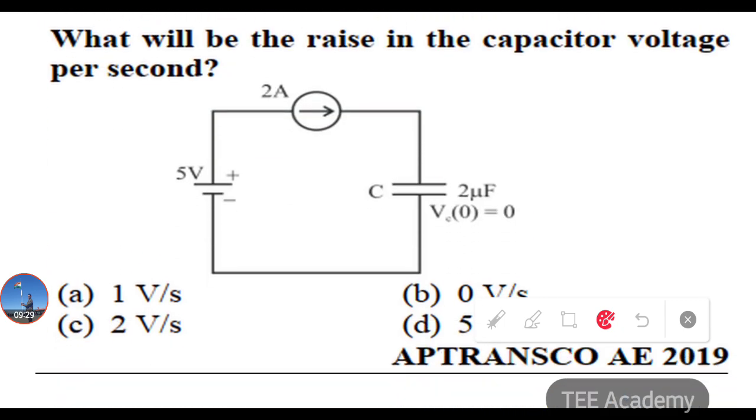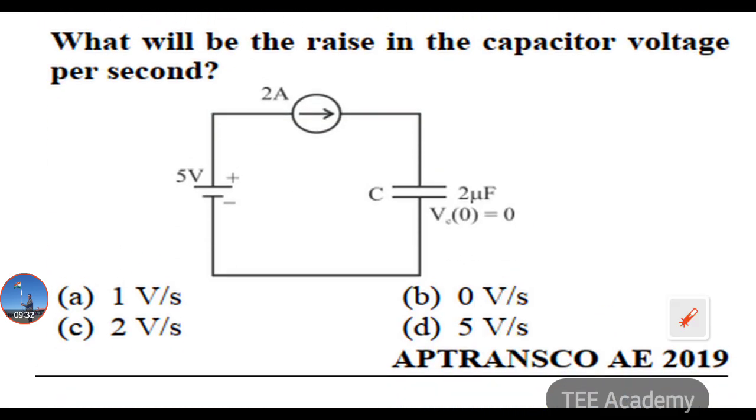Okay, and next we will see the question here. What will be the rise in capacitor voltage per second? There is a 5 volt source here, 2 amps current flowing here, and there is one capacitor here. First of all, understand the behavior of the capacitor. In the first question we discussed that when the capacitor is in a steady state condition, it acts as an open circuit. But see here, the rise in capacitor voltage is what we need to calculate here.